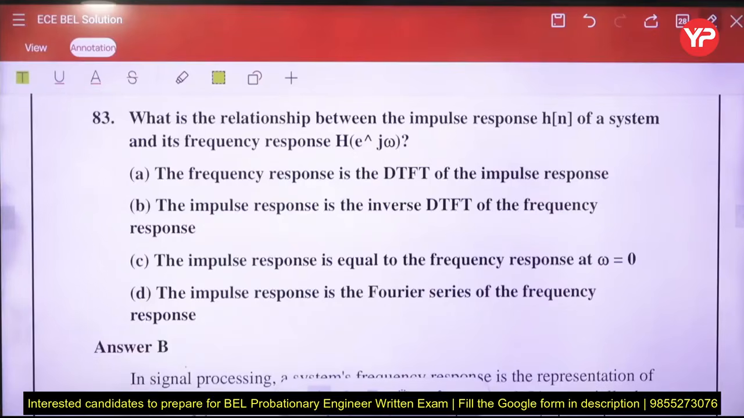What is the relationship between the impulse response h[n] and its frequency response? Basically, if you take the DTFT of h[n], that will be converted to H(e^jω). The frequency response is the DTFT of the impulse response. The impulse response is the inverse DTFT of the frequency response.